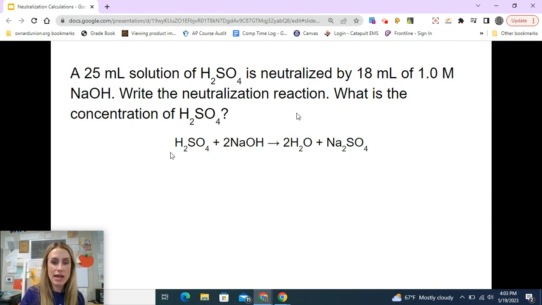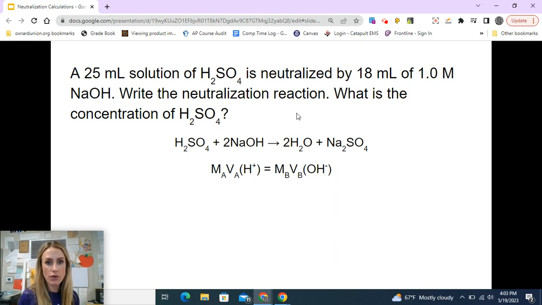Now, my next step here is I want to use my neutralization equation in order to find the concentration of sulfuric acid. So I am solving for this M sub A, this molarity of the acid here. Now, I know that my volume of the acid is 25 milliliters, all right, because it says a 25 milliliter solution of sulfuric acid. So that's going to go here. Now, if I look at sulfuric acid, I can see that I have 2 hydrogens right here. So I have to put a 2 right here as well. That's going to equal molarity of the base, which is 1 molar, times volume of the base, which is 18 milliliters, times the number of hydroxides, which in sodium hydroxide, I just have 1 hydroxide. So I'm going to input all of that information.